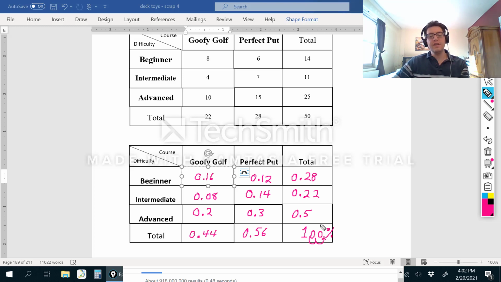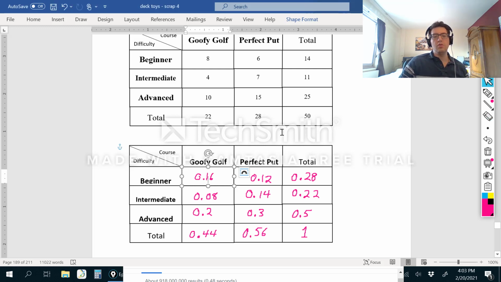So this number is everything that we have, right? Over 50 is all of the holes all together, whether they're at Goofy Golf or Perfect Putt, and whether they're beginner, intermediate, or advanced. This is all the holes that there are, so it makes sense that this number here should be 100%. But in decimal form, instead of percent form, that would just be 1. Okay, and usually the decimal point isn't even written. So this number in the bottom right-hand corner of a relative frequency table is always going to be 1, okay?